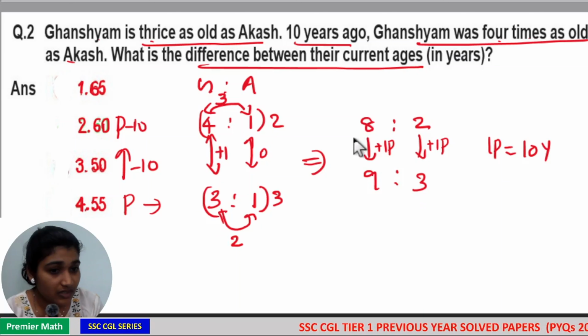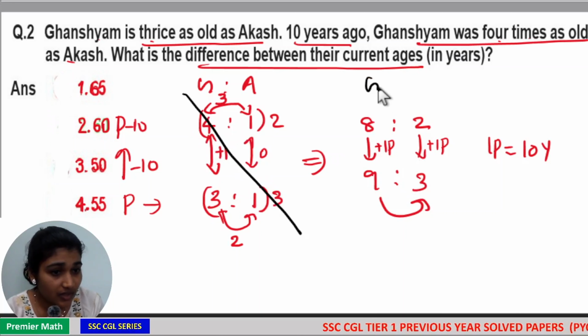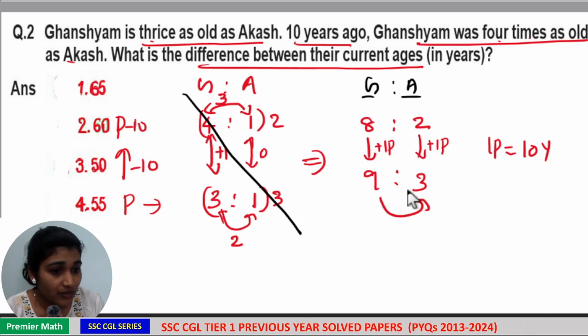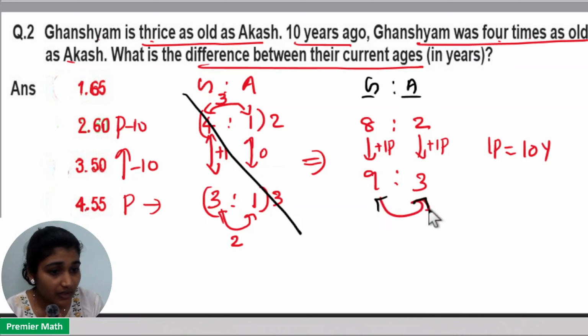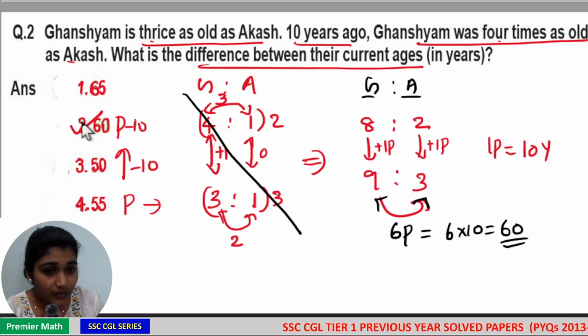1 part is 10 years, and here we need the difference between their current ages. Here after changing this ratio we can ignore the earlier one. This is the correct age ratio of Ghanshyam and Akash. So the difference between present ages is equal to 9 parts minus 3 parts, 6 parts. 6 parts is equal to 6 into 10, 60 years. Option 2 is your answer.